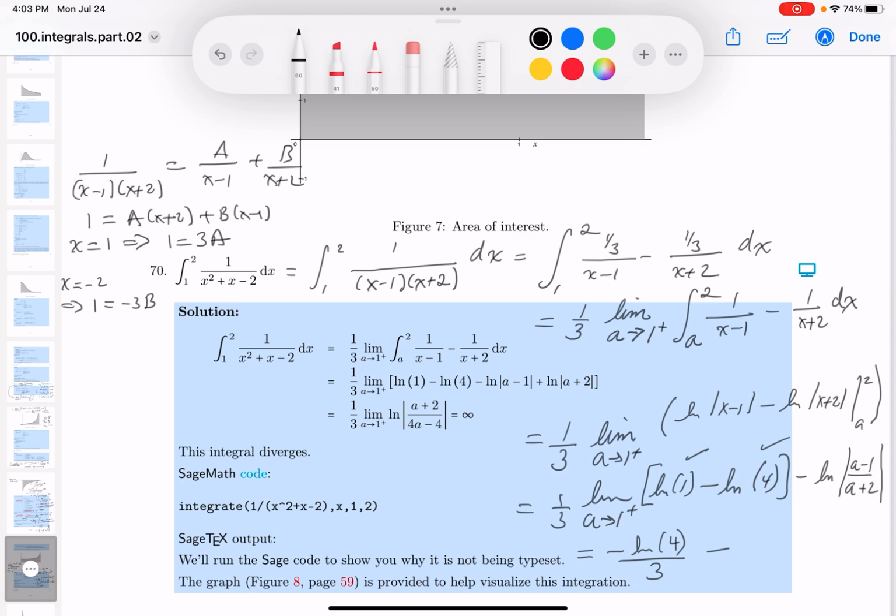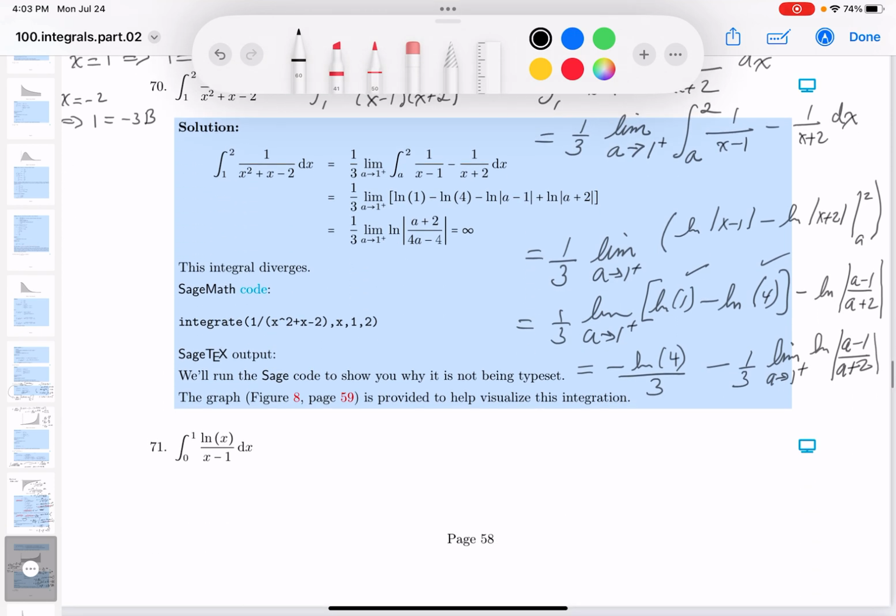Let's see. I forgot to write it down. 1/3 limit as a goes to 1 from the right side. And that's going to be the natural log of the absolute value of a minus 1 over a plus 2. Let's take a look at that. I'm sorry, my pen is really acting up on me. Okay, let's keep going. What do you get? Minus the natural log of 4 over 3, minus 1/3.